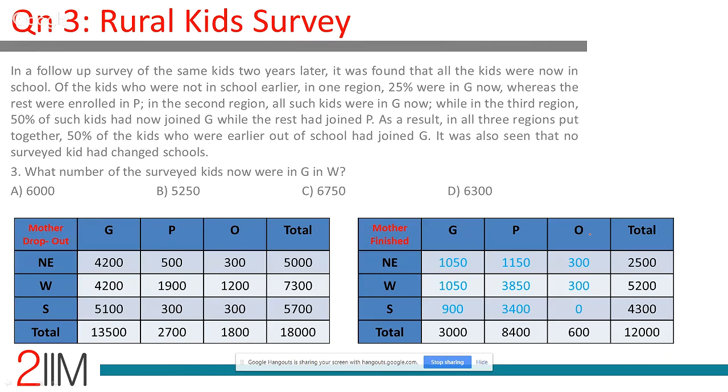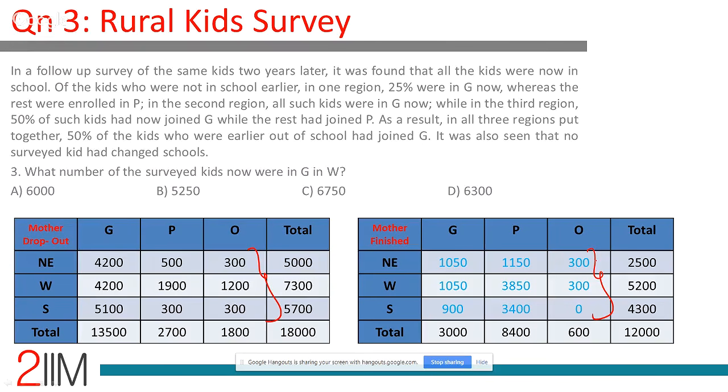And so, in a follow-up survey of the same kids 2 years later, it was found that all the kids were now in school. Super. Brilliant. Starting point, all of these have gone to school. All of these have gone to school. They joined school. Of the kids who were not in school earlier, in one region, 25% were in school now. Fabulous. So either Northeast or West or South, 25% were in school.